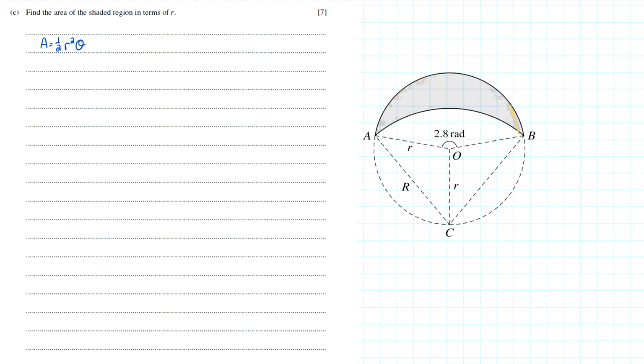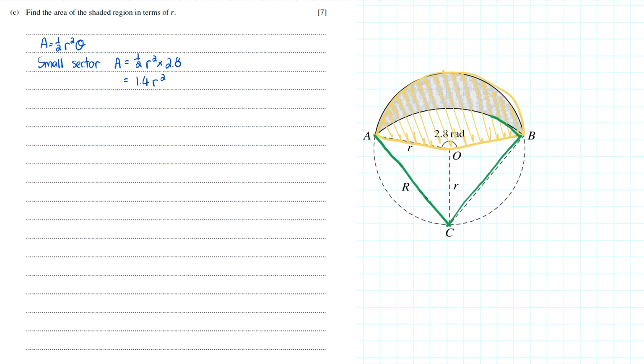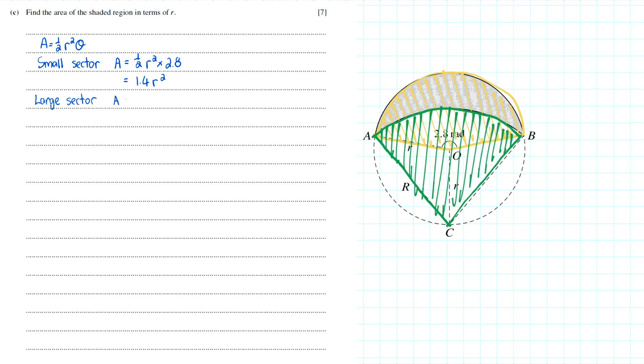So the small sector area is going to be a half r squared times 2.8, which is just 1.4 r squared. For the large sector, we're not going to use the capital R, we're going to use the lowercase r version that we found related to capital R, and we get a half of, now in brackets, 1.53 r, close bracket, squared, multiplied by 1.4, which is the angle. If we put that into a calculator, we'll get approximately 1.64 r squared. Remember, we're using exact values on our calculator to solve this.